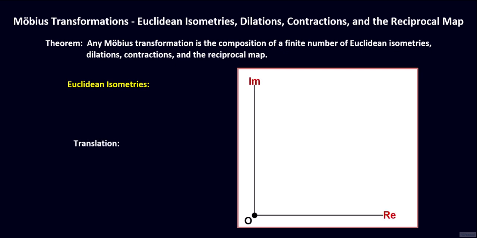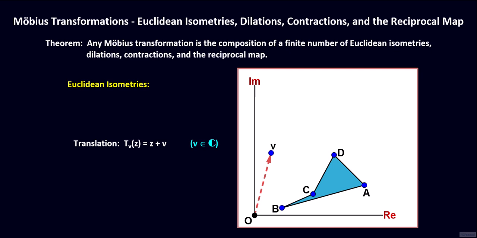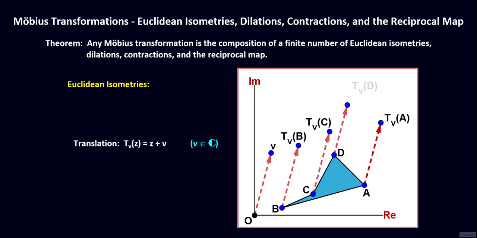Every translation on the complex plane is associated with a fixed complex number that we can also regard as a vector. We call this complex number or translation vector v. So if t sub v is the corresponding translation, then t sub v of z is z plus v. Under t sub v, a polygon such as the quadrilateral whose vertices are the complex numbers a, b, c, and d will have their vertices at t sub v of a, t sub v of b, t sub v of c, and t sub v of d.